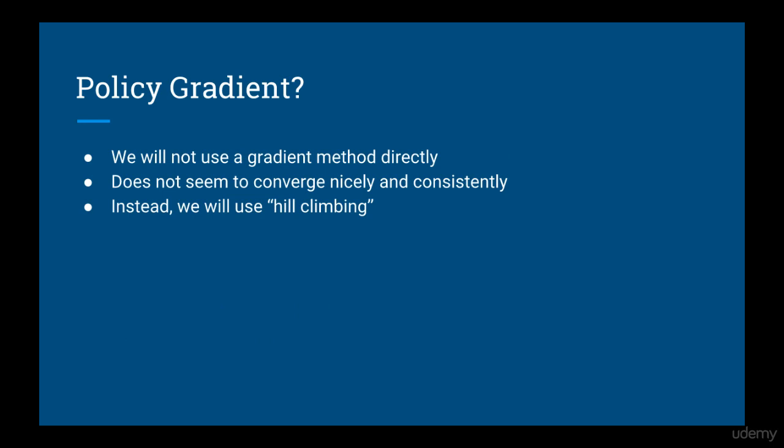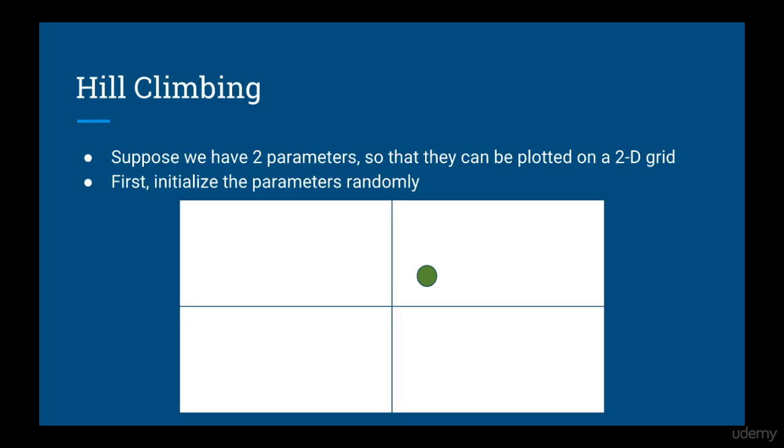Next thing is, while we could implement the policy gradient theory directly, we are instead going to take another approach. The problem with gradient descent or gradient ascent is that it doesn't seem to converge nicely in this scenario. What we'll do instead is a special type of random search called hill climbing. Hill climbing works as follows.